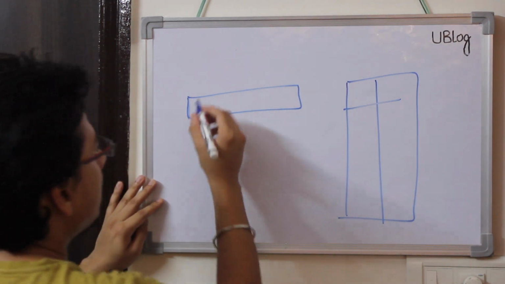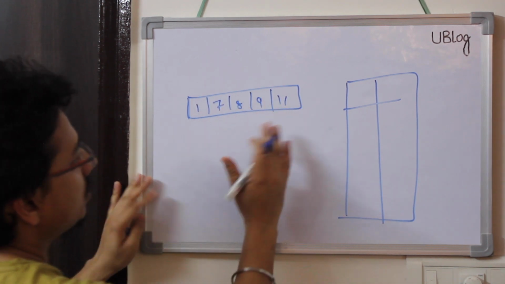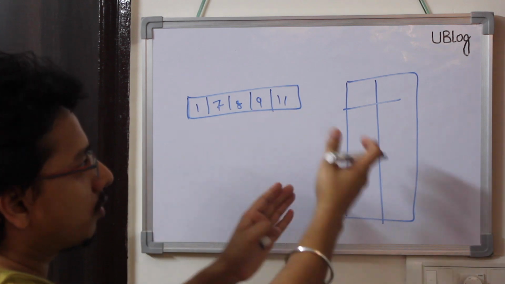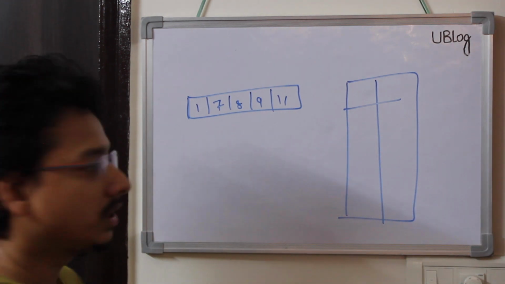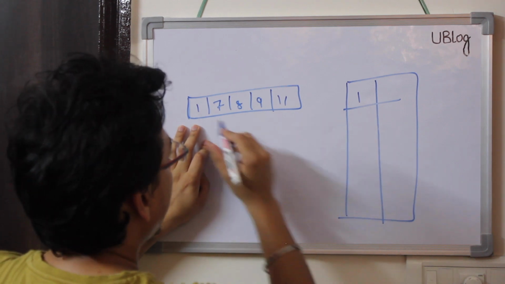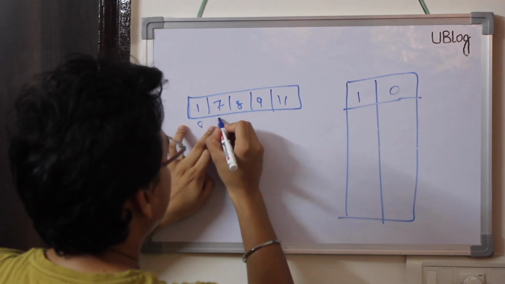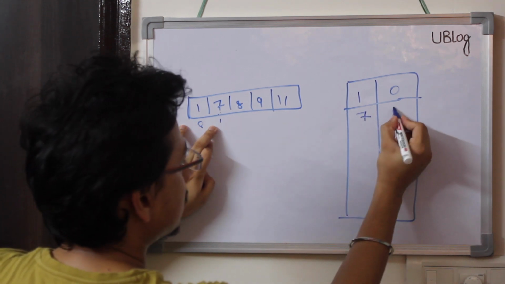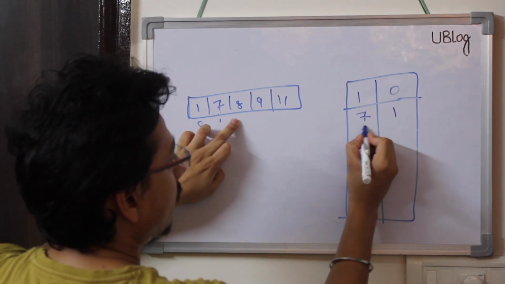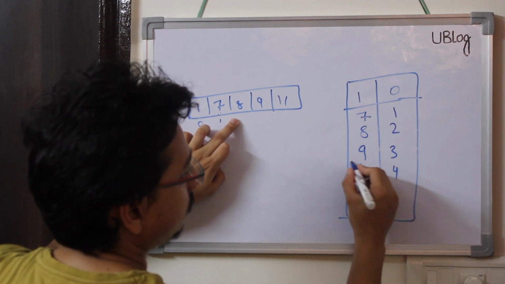For example, I am given the array 1, 7, 8, 9, 11. What corresponding hash map will I generate for this? My element is 1, so my key will be 1, and the index in the array is 0, so my value will be 0. Another, like 7, my key will be 7 and the index value will be 1. Similarly for 8, 9, 11, my values will be this.